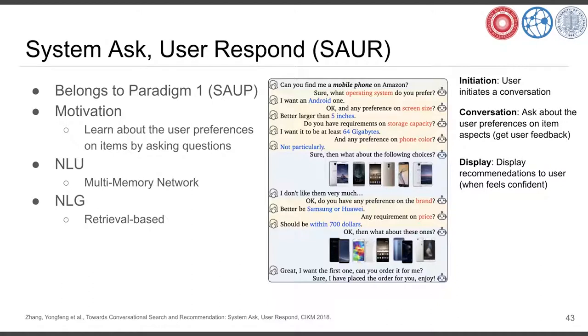In this paper, they hope to figure out the user preference by asking the user questions about the potential product aspects, and such aspects should be included in the user queries. Also, on the right side, it will display the recommendation results when the conversational agent feels very confident. It uses a multi-memory network to encode the input utterance and a retrieval-based format to select the most relevant question to ask the user.